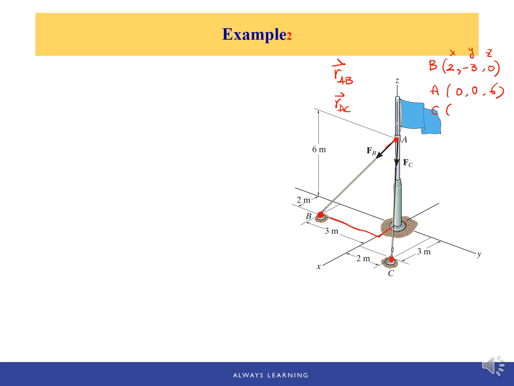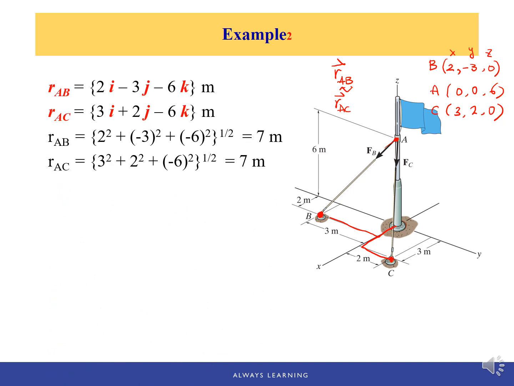So we have 3, 2, and 0. All right. So RAB will be the coordinate of B, subtract the coordinate of A. Okay, so we do the subtraction, B subtract A. 2 minus 0 is 2, -3, and 0 minus 6 is -6, right?